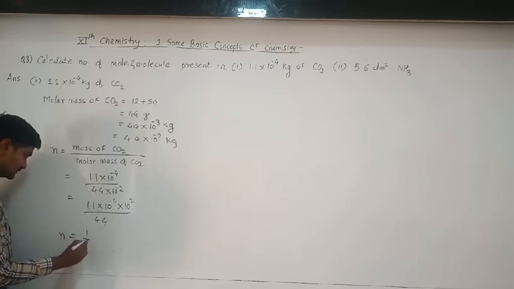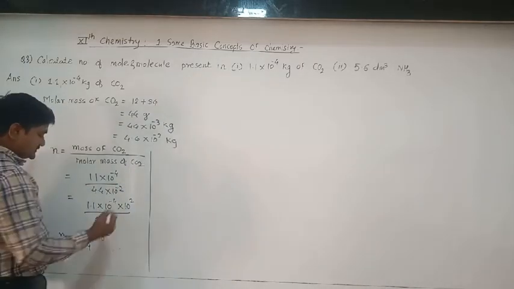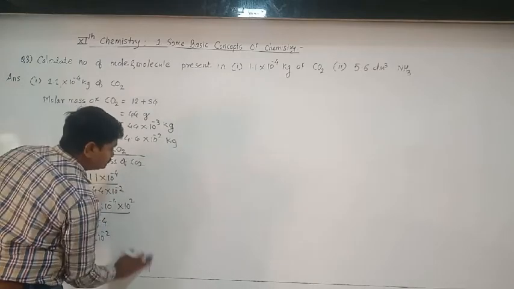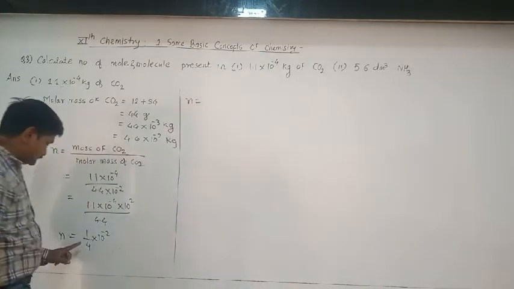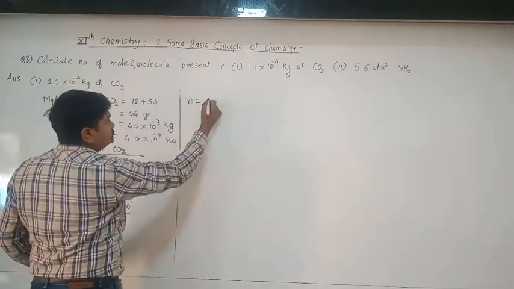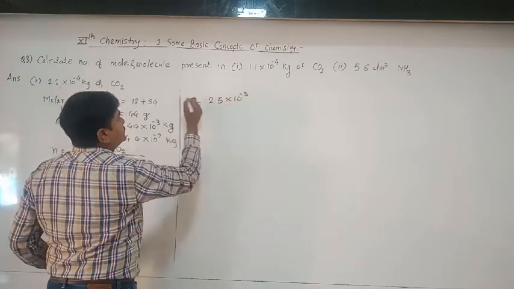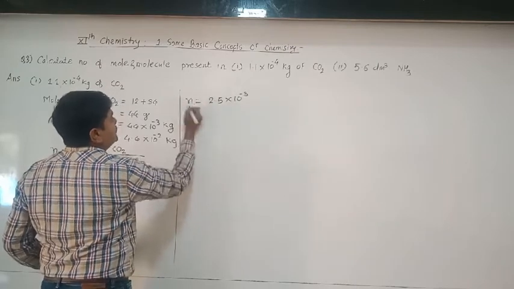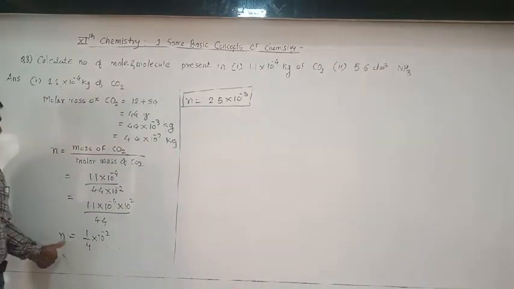So it is 1 by 4 into 10 raised to minus 2. So for this, the number of moles is equal to 2.5 into 10 raised to minus 3. This is the number of moles of CO2.